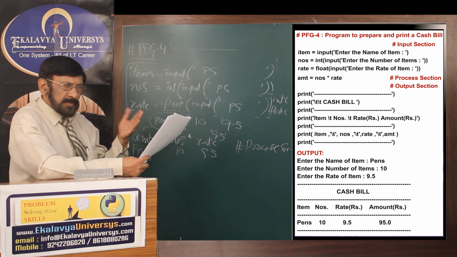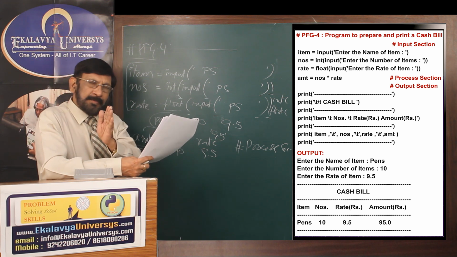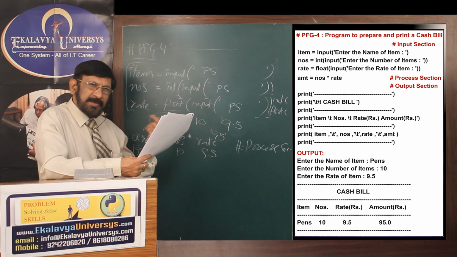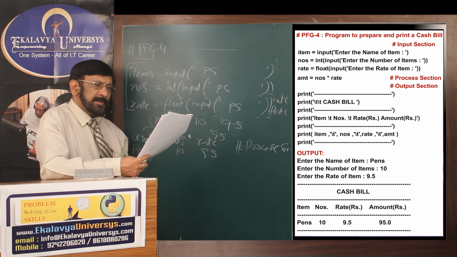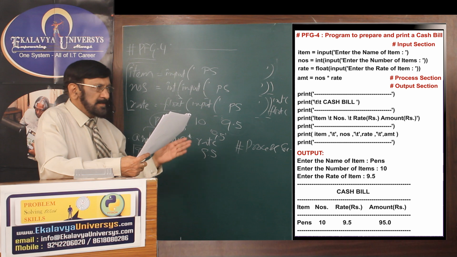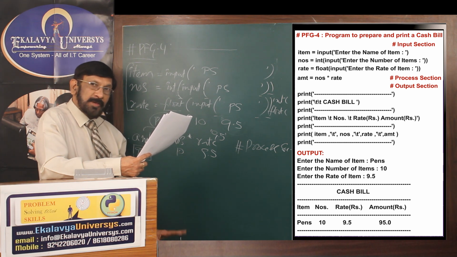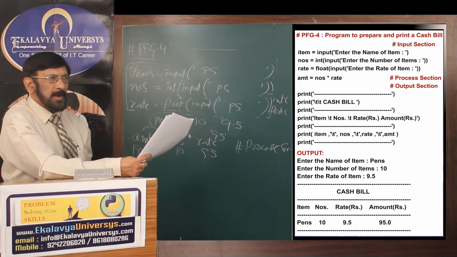Instead of one horizontal tab, it doesn't come into the center, so you use 2 horizontal tabs. You get experience out of that. Thereafter, item tab, numbers tab, rate tab, amount. Then only the gaps are created. See the output. Thereafter, you print the actual variables, item, numbers, rate and amount. Here 4 are there. Thereafter, one more line you write.